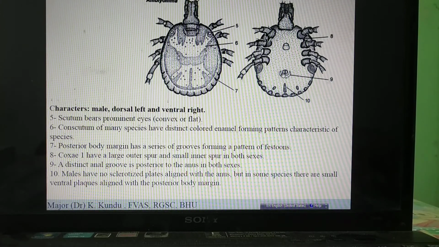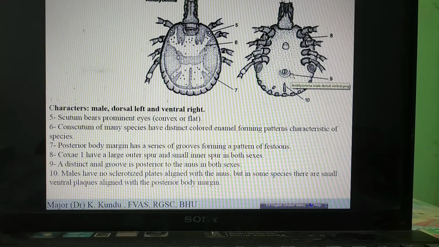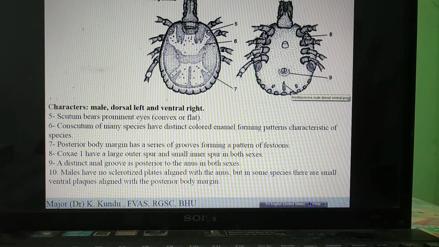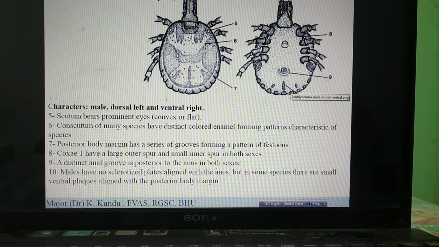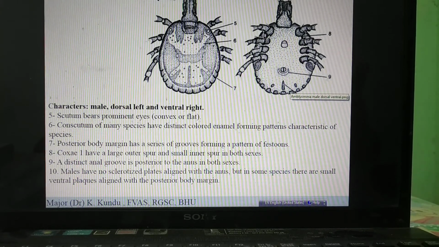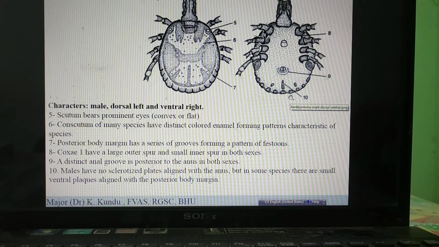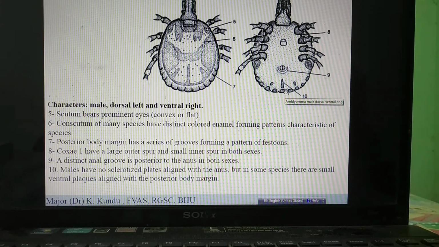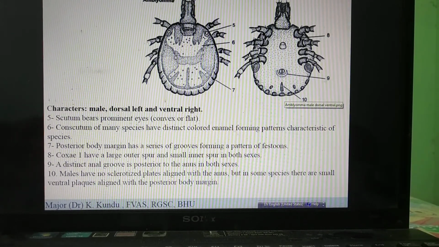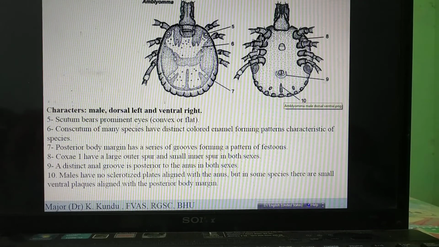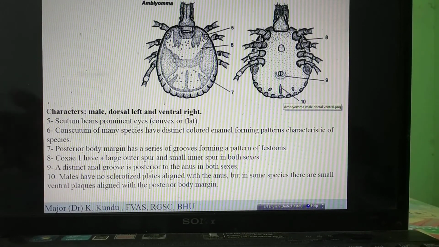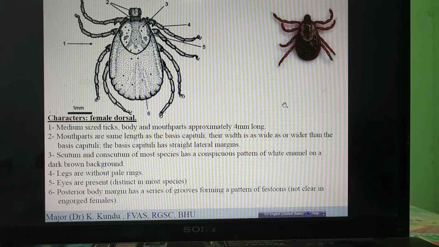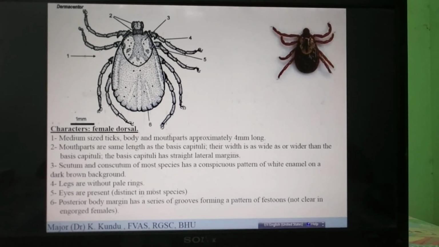Now most important thing, there is a posterior anal groove, but here what you have, the sclerotized plates, the adanal plates, the subanal plate and the accessory adanal plates, they are absent in case of amblyomma. Only small ventral plaques may be present. So male amblyomma doesn't have the adanal plates or the accessory adanal plates or subanal plates like that of hyalomma. Okay, now the other species I will be covering in part 2.